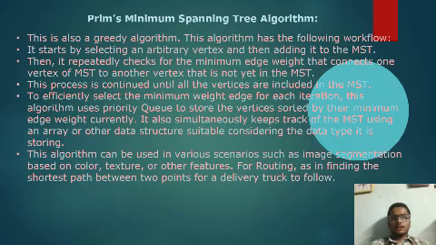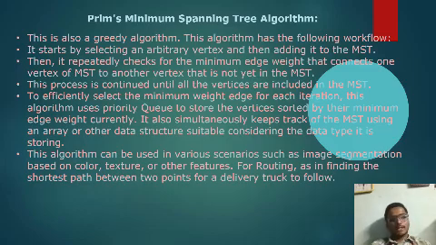Prim's minimum spanning tree algorithm. This is also a greedy algorithm. This algorithm has the following workflow. It starts by selecting an arbitrary vertex and then adding it to the MST. Then it repeatedly checks for the minimum edge weight that connects one vertex of the MST to another vertex that is not yet in the MST. This process is continued until all the vertices are included in the MST.